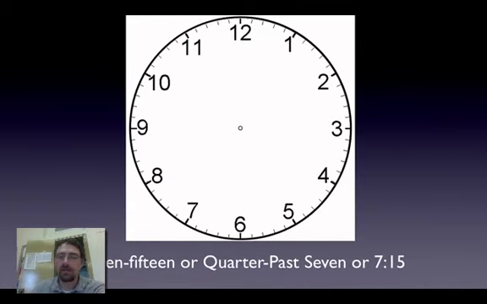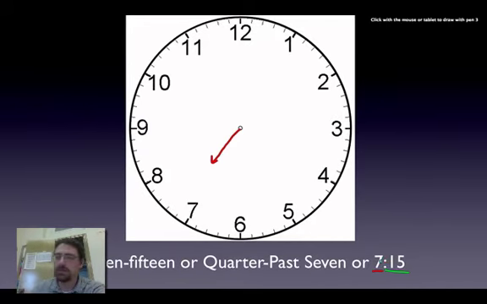All right, the next time that I'd like to draw for you guys is 7:15. So there's 7 hours and 15 minutes. Or another way to say that would be 7:15. So let's do our hours first. Our hour hand is going to be between 7 and 8, and it's a little bit closer to 7 because we haven't had that many minutes go by. So there's our hour hand kind of in between the 7 and the 8.